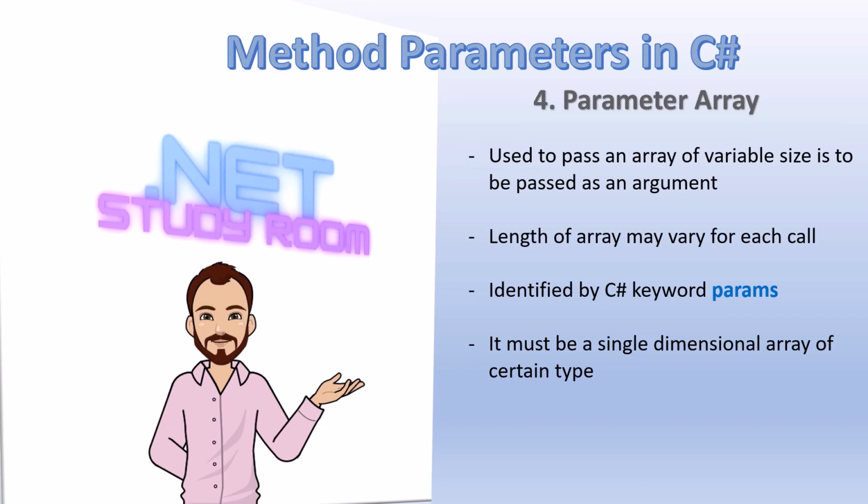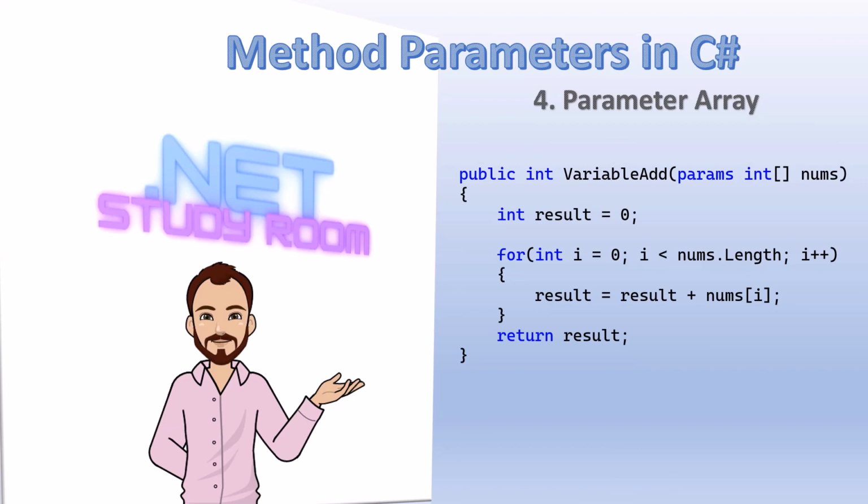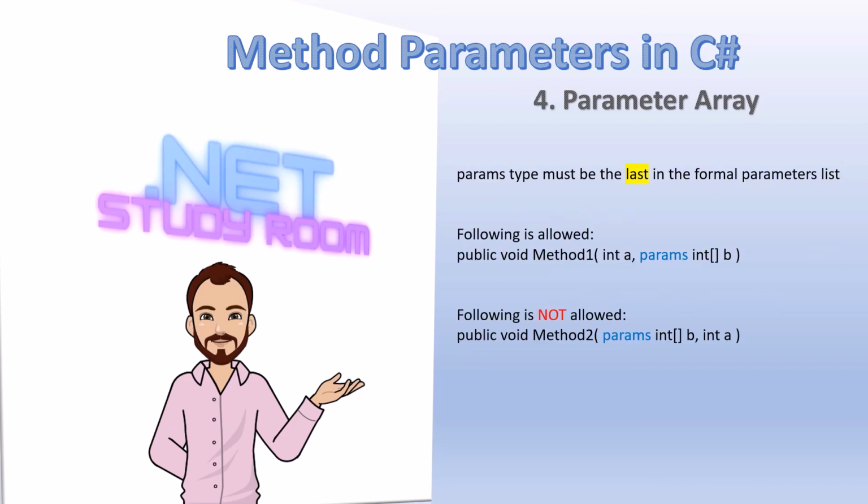And the type must always be a single-dimensional array of some type, for example, a string array. The size of the array need not be declared at compile time. For example, we can write a generic addition method, which can take n number of integers as input. The addition is then performed over a loop, which iterates for the number of times equal to the length of the array. Note that, if a params parameter is to be used with other types of parameters in the same method, then the params parameter must be the last one in the parameter list.